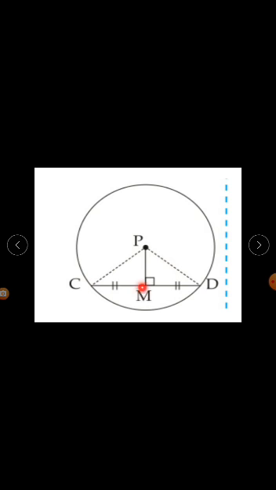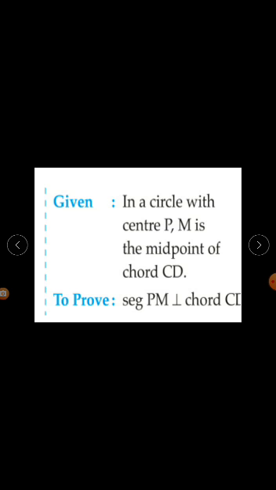Therefore, triangle PCM is congruent to triangle PDM by the SSS test of congruency. So when two triangles are congruent, their corresponding angles are congruent by CACT. Therefore, angle PMC is congruent to angle PMD.